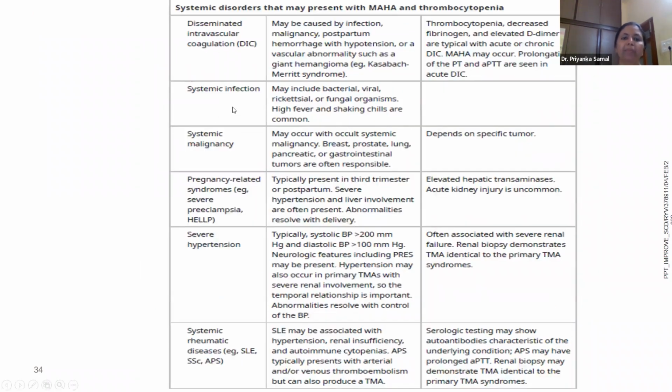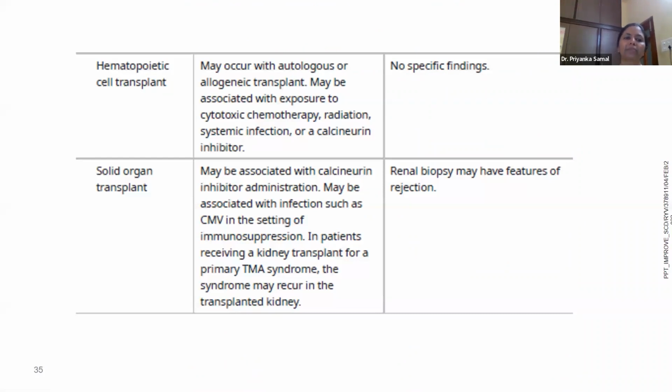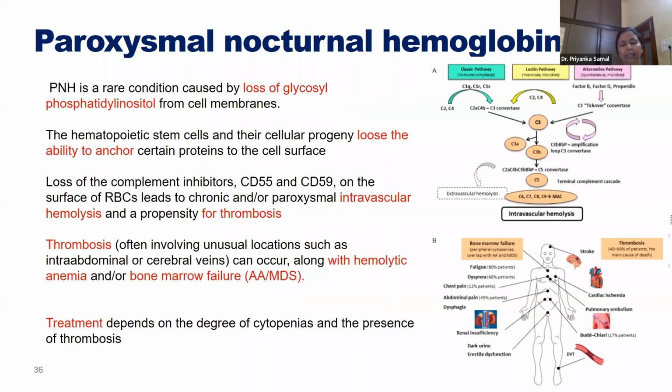Then you have DIC, systemic infection like sepsis causing again TMA, malignancies, a lot of malignancies can cause TMA, pregnancy related causes like HELLP, severe preeclampsia, severe hypertension, severe rheumatic disease like SLE, APS resulting in secondary TMAs. And then we have hematopoietic stem cell transplant, where the patient can have it as a complication of the transplant as such, also because of the radiation or because of the cyclosporine or tacrolimus which we use as immunosuppressants during the treatment of the patient. Similarly in solid organ transplant. So you can see that TMA has a variety of conditions. We need to understand what is the etiology and accordingly treat the patient.